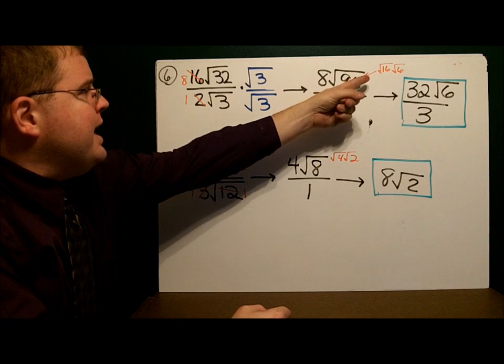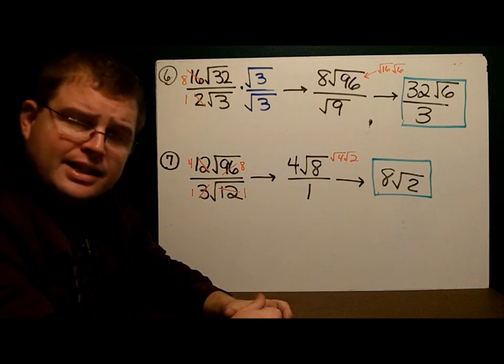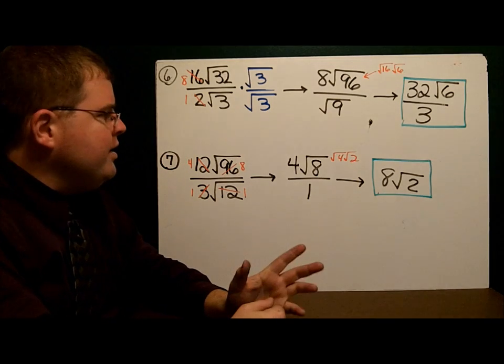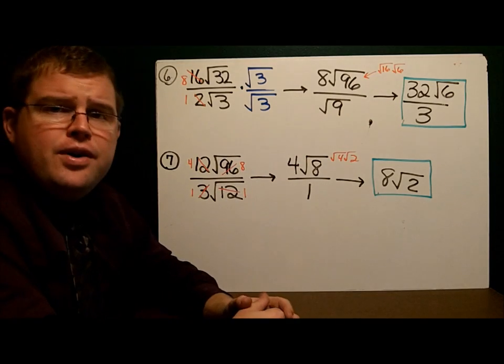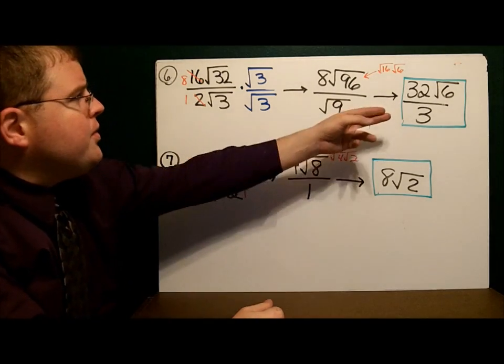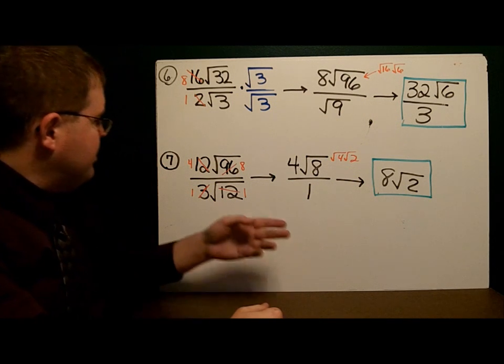Simplify the square root of 96, I end up with 32 square roots of 6 over 3. And now I can go ahead and see if I can reduce further. I cannot, and so 32 square roots of 6 over 3 is my final answer.